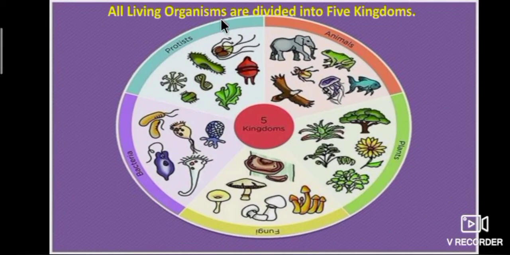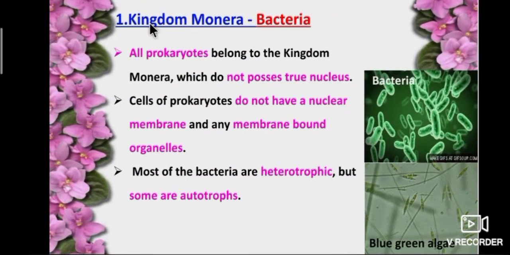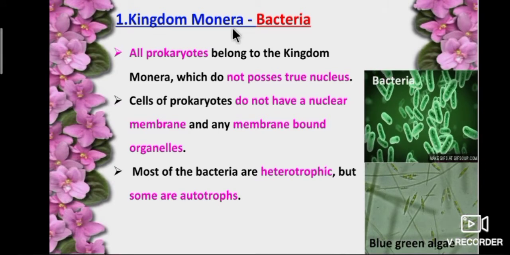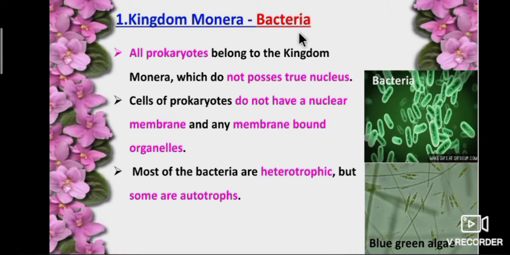All living organisms are divided into five kingdoms. What are the five kingdoms? Bacteria, protists, animals, plants and fungi. So once again I repeat, all living organisms are divided into five kingdoms. Bacteria, protists, animals, plants and fungi. First kingdom is Monera. Example, bacteria.